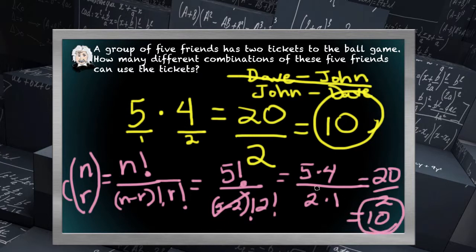And you would have arrived at it much more quickly, realizing this is a combinations problem, knowing how to use the combinations formula, and assessing that order does not matter in choosing the friends for the tickets.